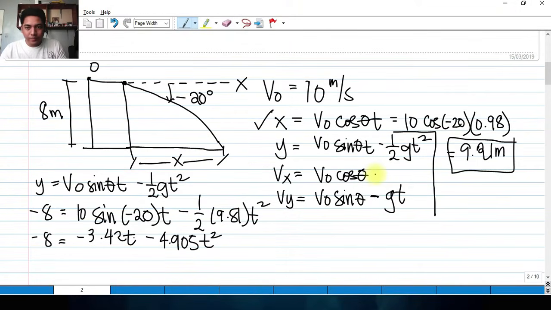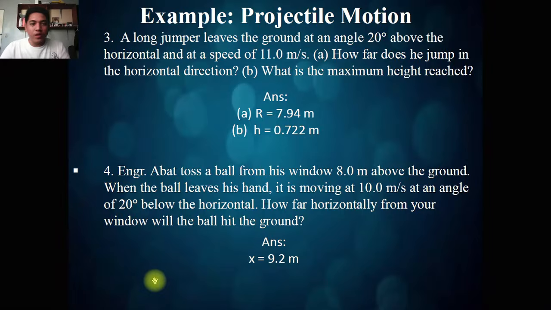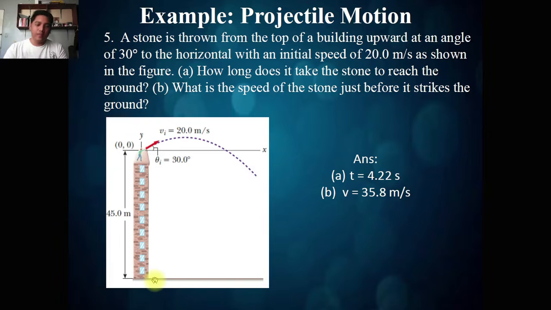Okay. So again, we cannot use the horizontal range formula or the maximum height because the launching height and the landing height are not the same. So I hope you are learning in our discussion. So down to our last example.